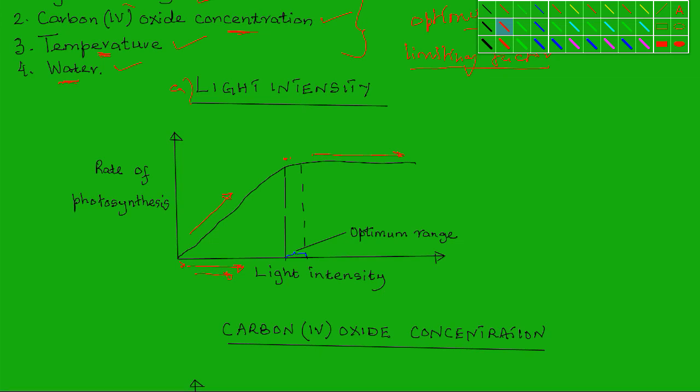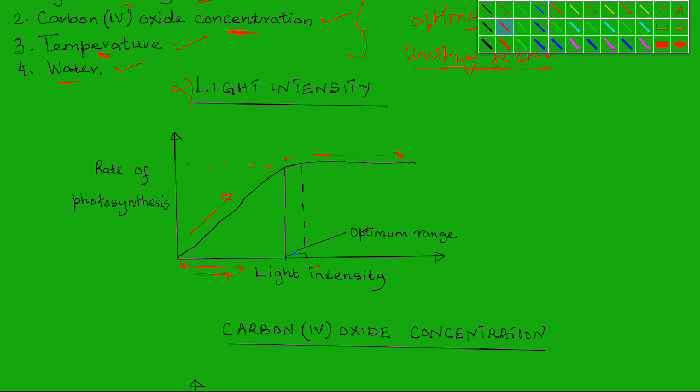So when you start at a very low light intensity, light was the limiting factor. But as you increase the intensity, the rate will also increase up to a certain point. That is the optimum range. A further increase beyond the optimum range will have no effect on the rate, because beyond this point, it is not light intensity that is limiting. It is carbon dioxide concentration and temperature that become limiting.